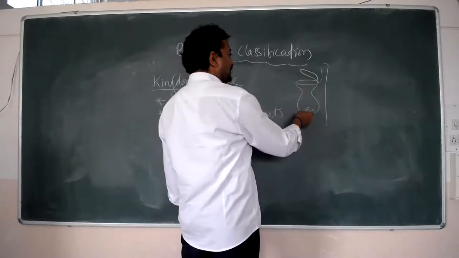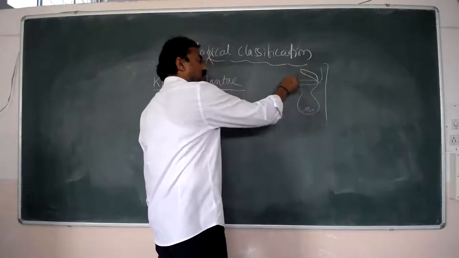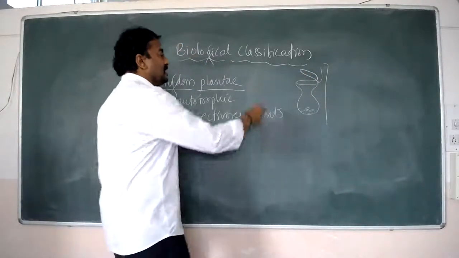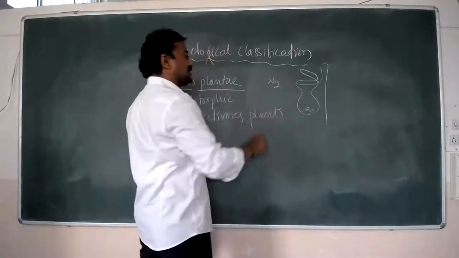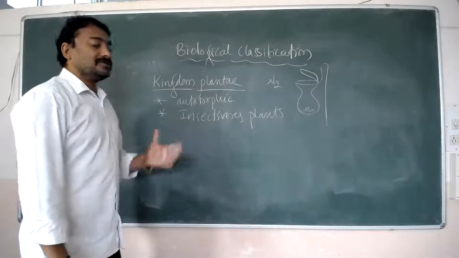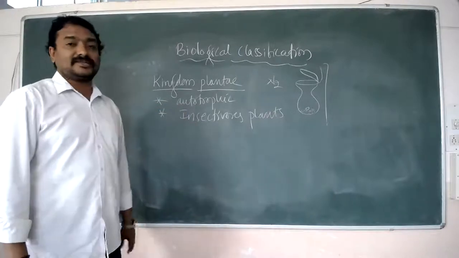When the insect enters it, the lid closes and the plant absorbs especially nitrogen from that insect. Nitrogen from the insect is the source of food material for these plants.